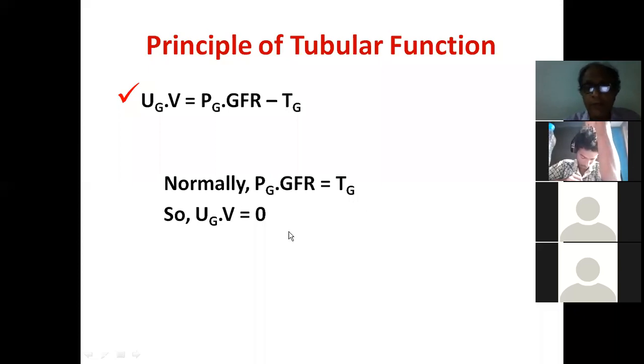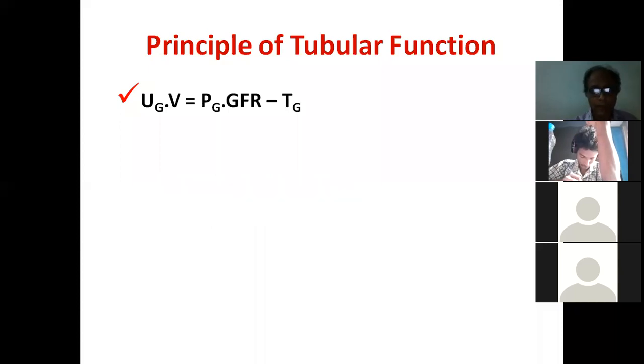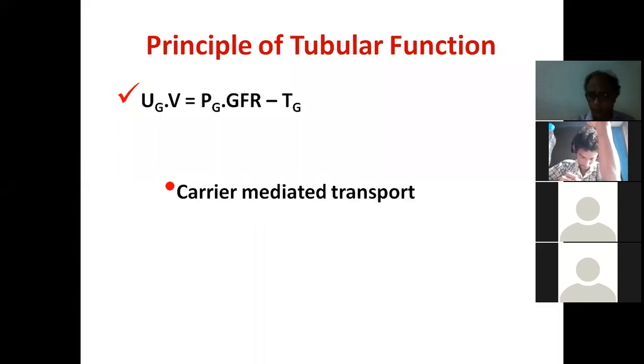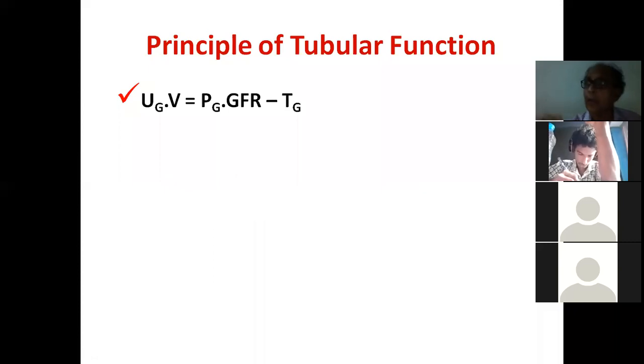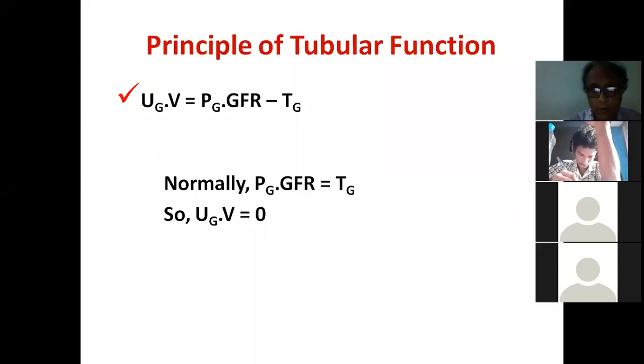So, UGV is 0. That is about the glucose. Now, at this juncture, there is another very important issue. When this glucose is transported across the tubular lumen, how is it transported? It is transported by some carrier-mediated pathway. I am not specifying what carrier-mediated pathway.